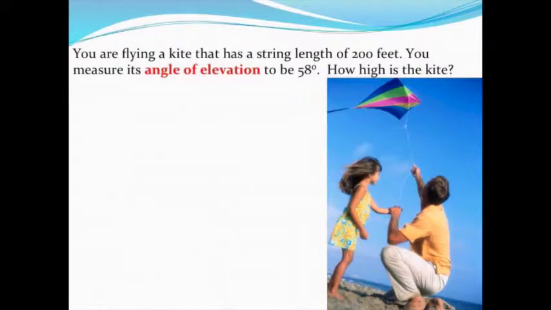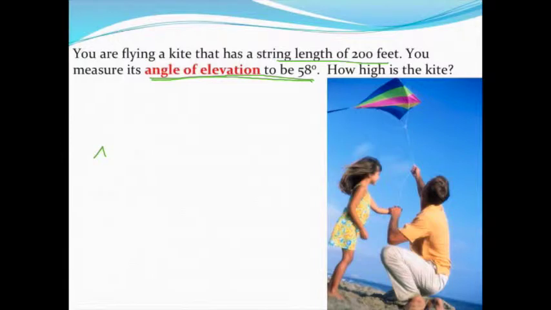We can use trigonometry to find the height of an object we can't measure directly, in this case, a kite. In this situation, we're given a couple pieces of information. We know how long the kite string is, 200 feet, and we know the angle of elevation, which is the angle on the ground rotating upwards, to be 58 degrees. So let's start this problem by, I would suggest, drawing a picture.